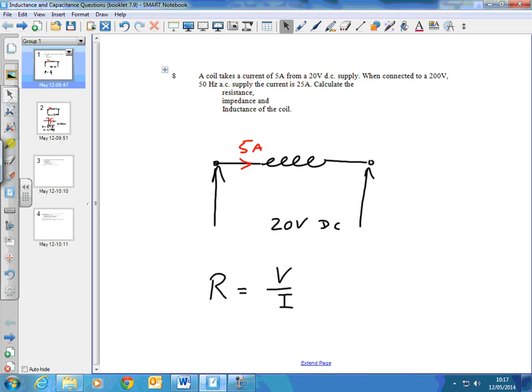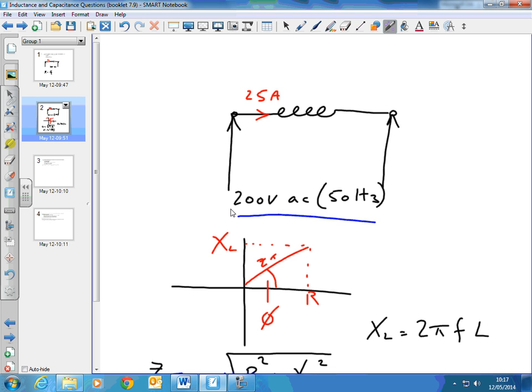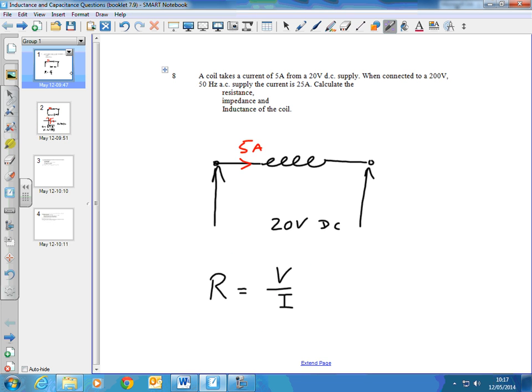Okay, in this question we have an inductor connected to a DC supply and then to an AC supply here, and the idea is to work out what the inductance of the coil is.